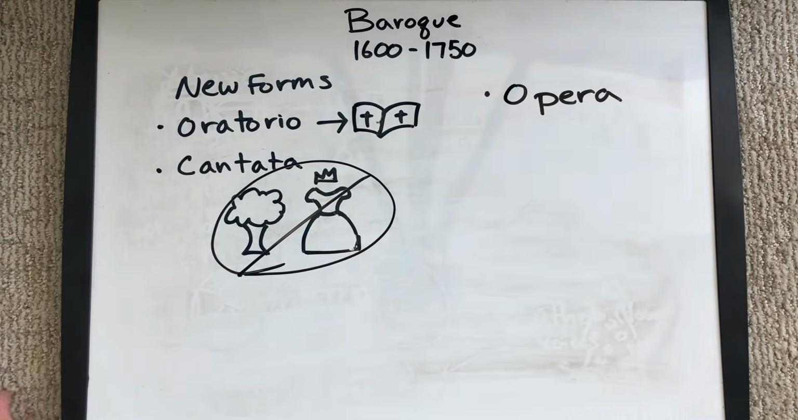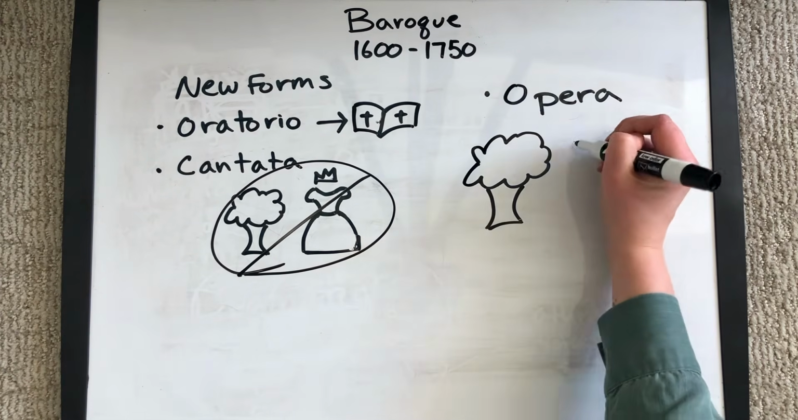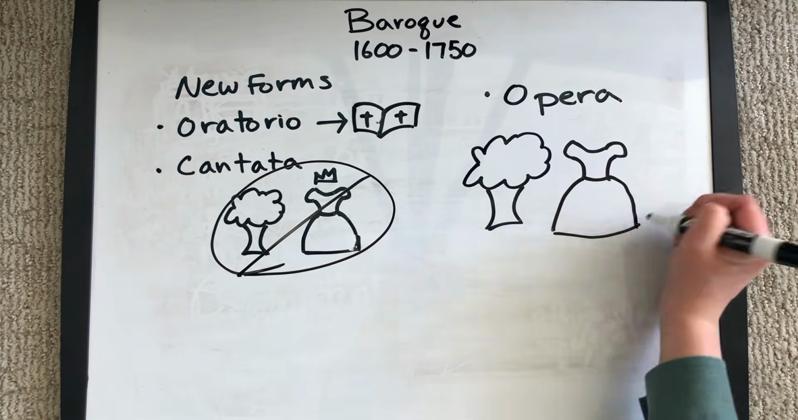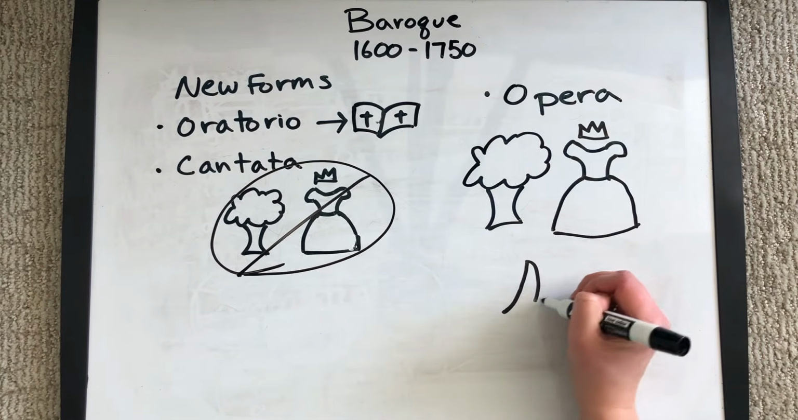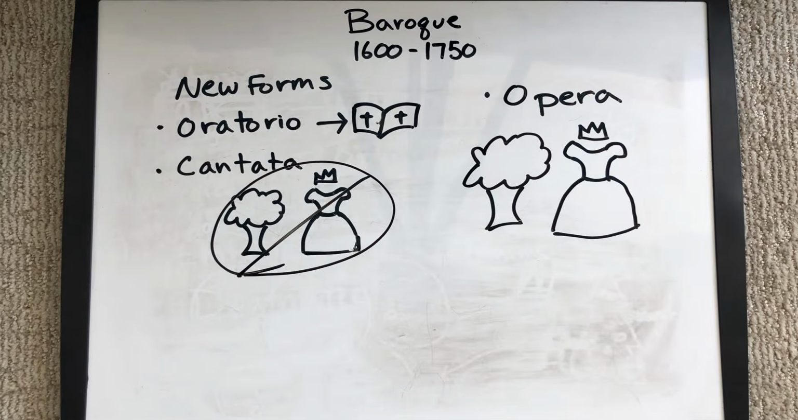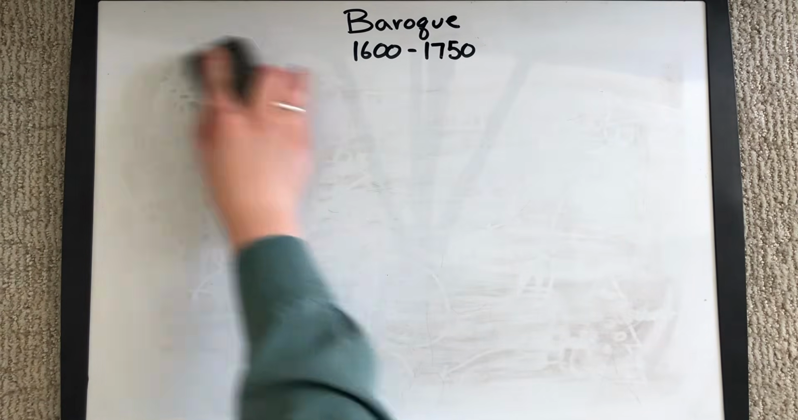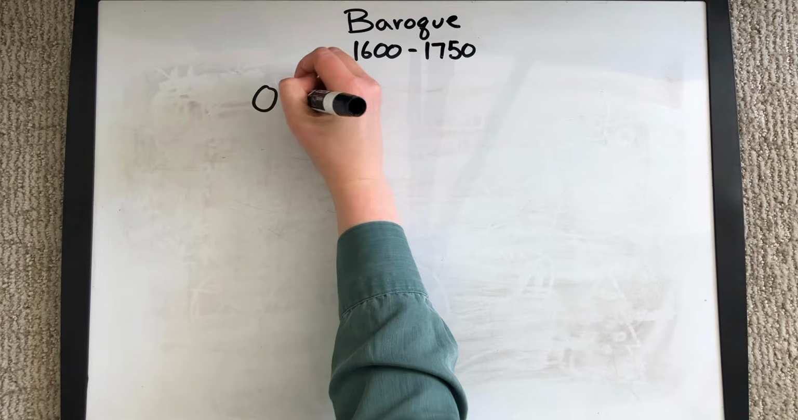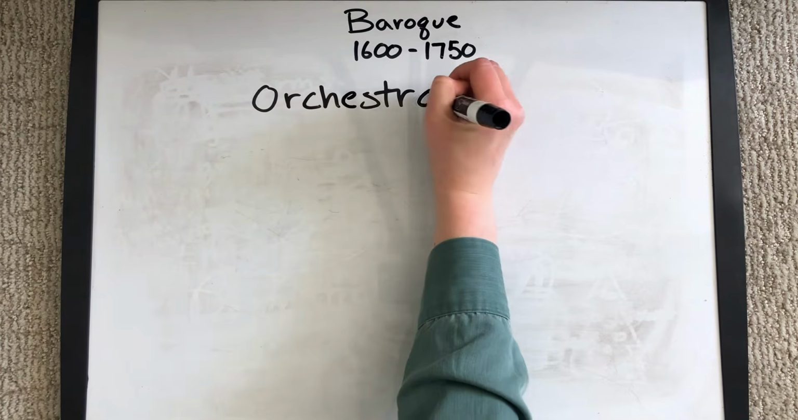The third new form of music that we saw appear is the opera, and unlike oratorio and cantata, the opera told a story using sets and props and costumes. All of those were enjoyed and expected in an opera. What all of these new forms of music had in common is that they all used an orchestra.